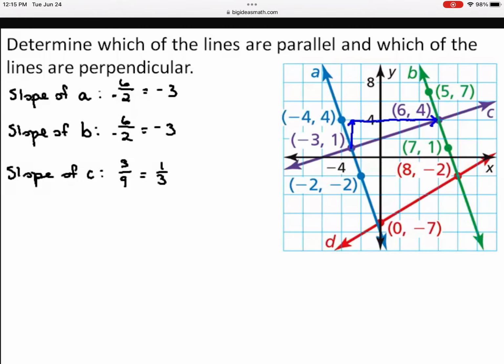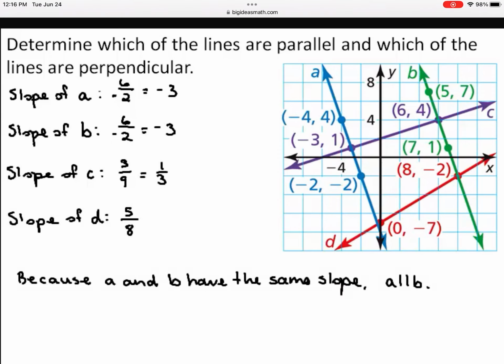The slope of line C is 3 divided by 9, which is 1/3, because looking at the picture, you go up 3 units and to the right 9 units. And the slope of line D is 5/8, because looking at the picture, you go up 5 units and to the right 8 units.